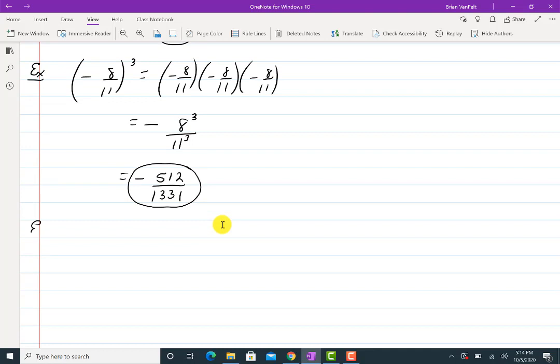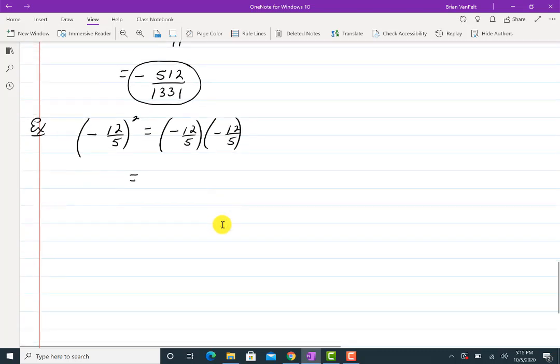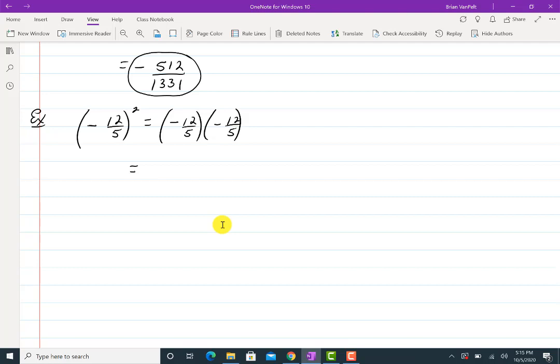And then let's do one more of these. -12 fifths to the 2nd power is -12 fifths times -12 fifths. This time the two negatives cancel, and it's going to be a positive answer. So I'll get 12 to the 2nd over 5 to the 2nd. And that'll be 144 over 25.